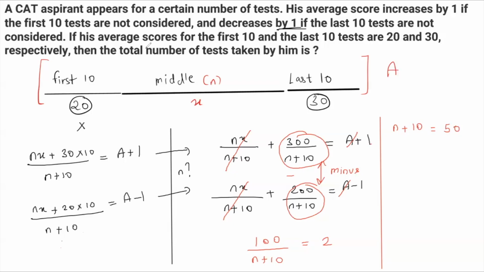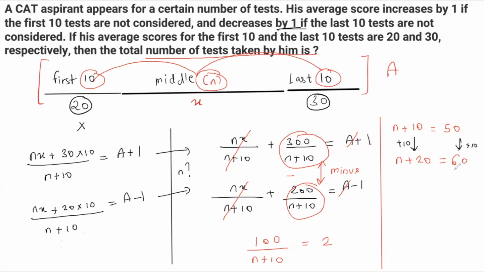But the question says the total number of tests taken by him is. So first 10 tests in the starting, last 10 tests in the end, and in the middle there are n number of tests. When you add all these three, you get n plus 20. So I need to figure out the value of n plus 20. I already know n plus 10 is 50. I just need to add 10 to both sides. I'm going to land up with n plus 20 on the left hand side, and the right hand side is 50 plus 10, or 60. That is the answer to my question. The total number of tests the person takes is 60.